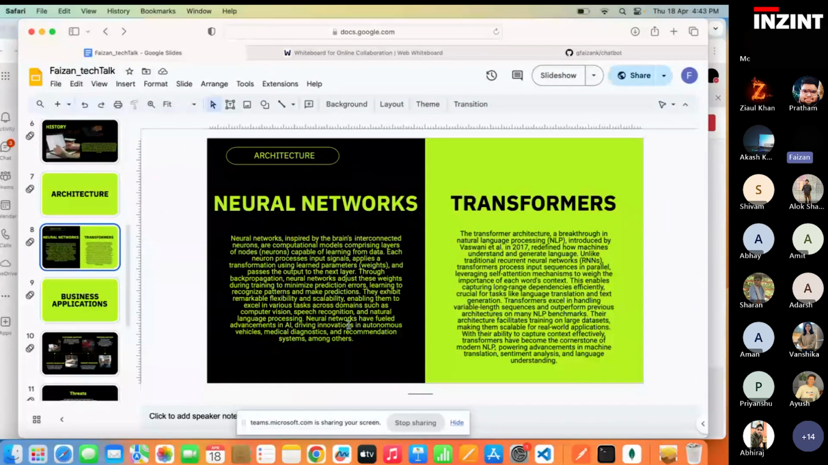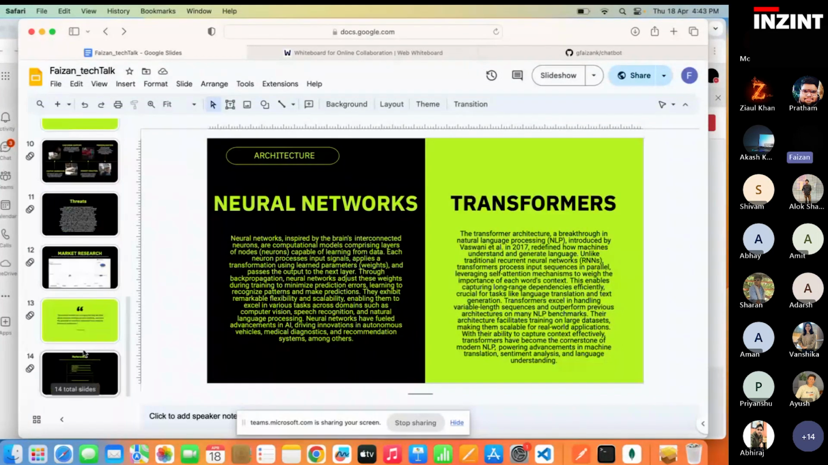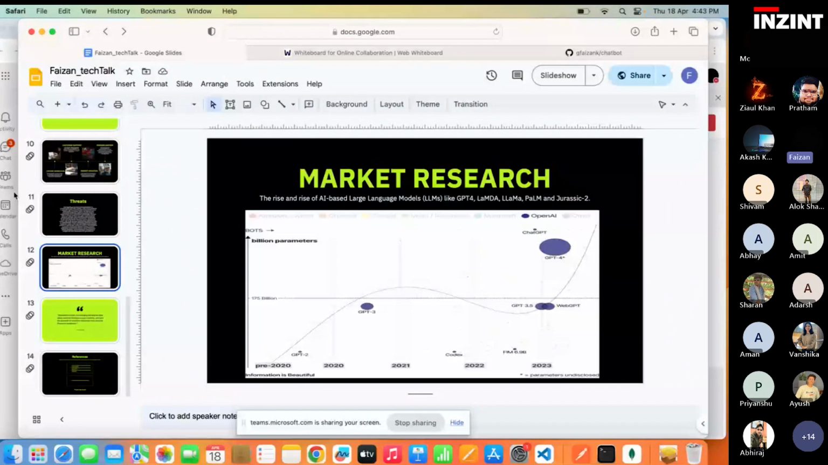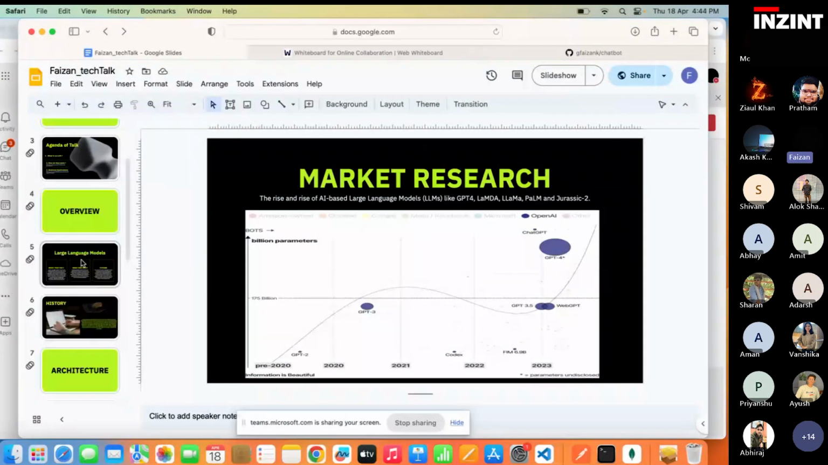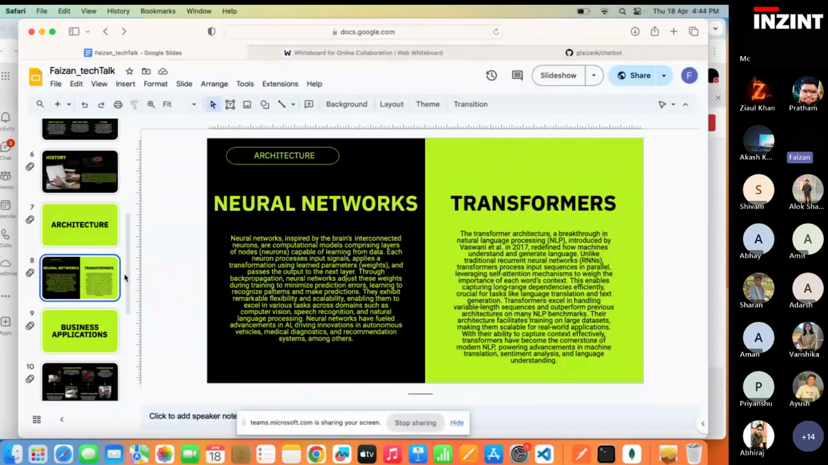Neural networks have fueled advancements in AI, driving innovations in autonomous vehicles, medical diagnostics and recommendation systems, among others. We have already discussed the business prospects of models. One may argue that GPT is not a neural network. Yes, that is absolutely correct, GPT is not a neural network, but there are a lot of other models as well. We will discuss all these models in some time. There are a large number of models: GPT, Codex, FIM, LLaMA. Some of them are transformers, and some of them are still based on the neural network architecture.